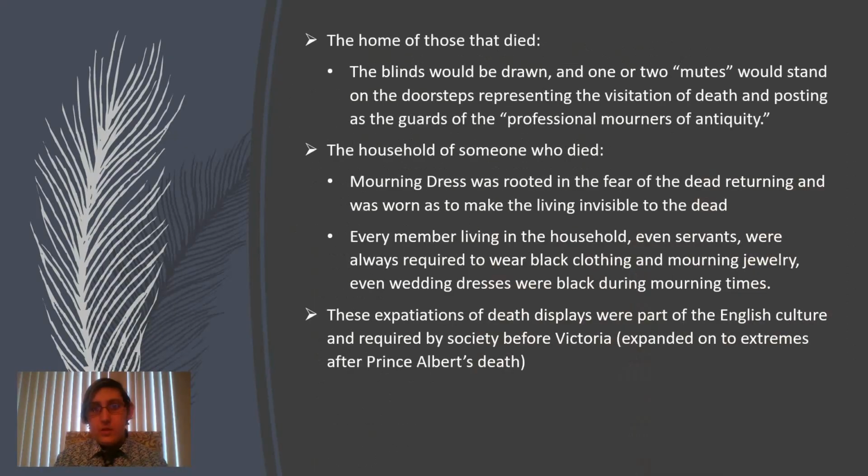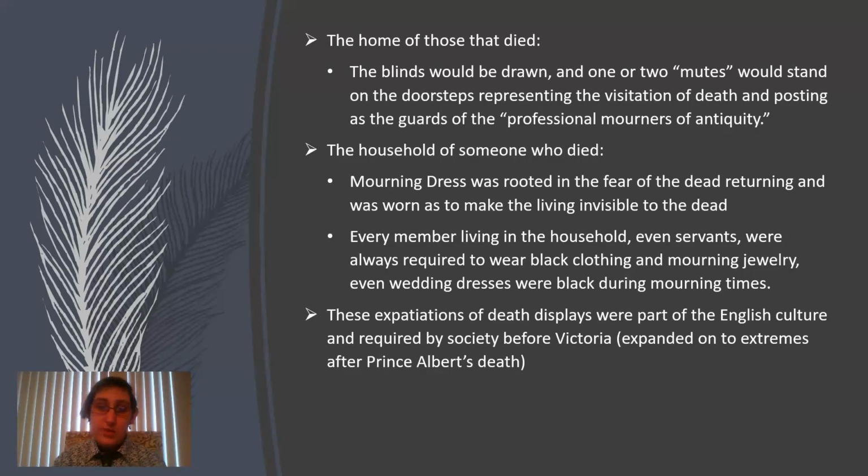Also, these traditions were in practice before the Victorian era, but were more important not only socially but culturally after Prince Albert's death, because of what Queen Victoria did and because of the impact that her absence had on the people.